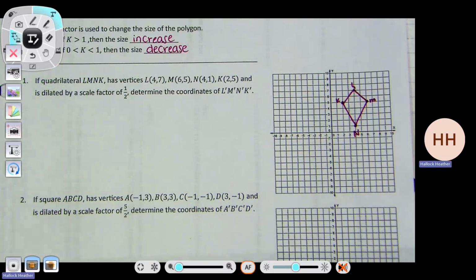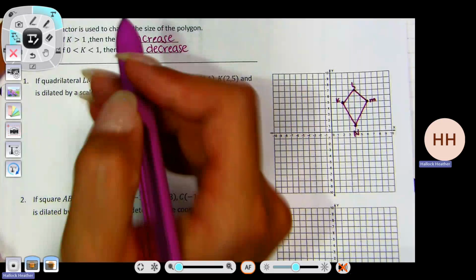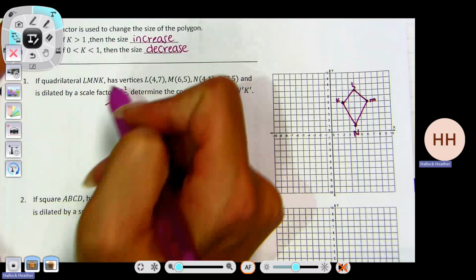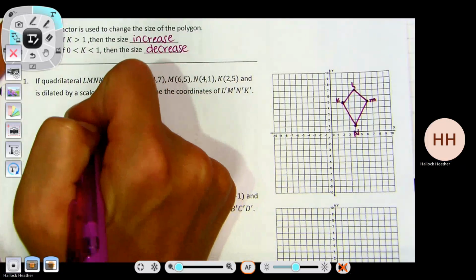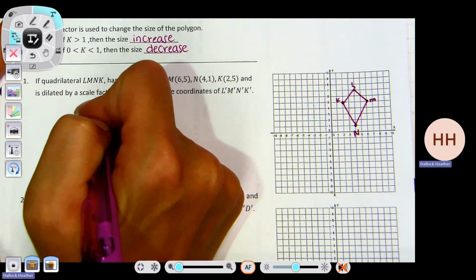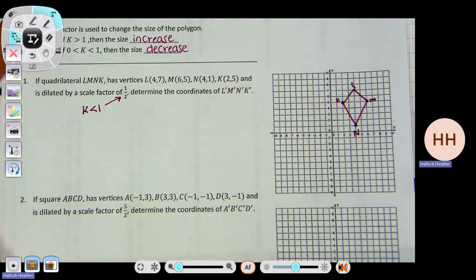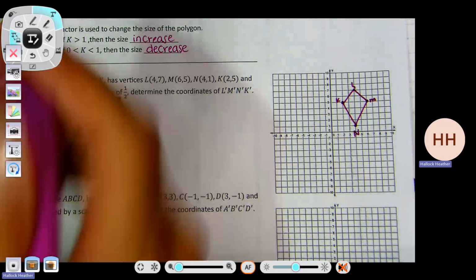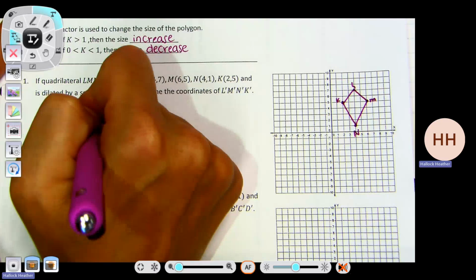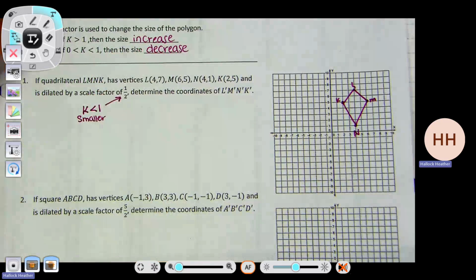Okay, so if K, the scale factor, is 1/2, is it going to get bigger or smaller? Smaller, because K is technically less than 1. Okay, it's going to get smaller because it's less than 1. Now, in middle school, you're going to take your scale factor and multiply by every single value to make your new coordinate points. You should have done it in middle school.